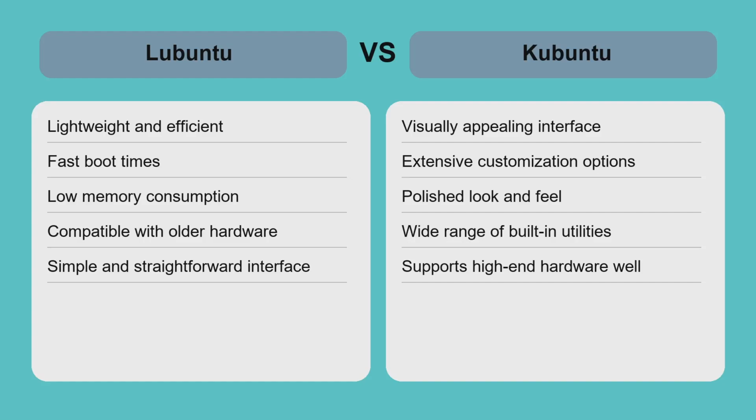Comparing Lubuntu and Kubuntu highlights a trade-off between performance and features. Lubuntu excels on older or resource-constrained systems, delivering a fast, lightweight experience with a simple interface. It's perfect for users needing efficiency without distractions. Kubuntu, on the other hand, offers a visually stunning and highly customizable desktop, ideal for users who want a modern look and advanced tools. However, this comes at the cost of higher system requirements.